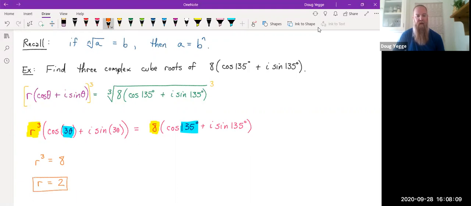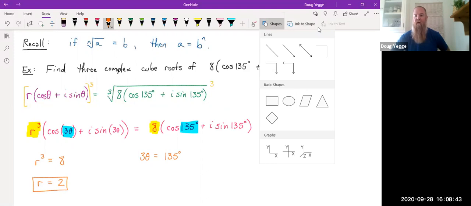So the form of the complex numbers that are the cubed roots of that original value, the r value will be 2. But now we need to find theta. And this is where we've now got to recognize that if 3 theta is equal to 135 degrees, then we can find theta by dividing by 3. The problem is that if we think about this as being cosine of 135 and sine of 135, then we can realize also that any coterminal angle to 135 degrees will work as well.